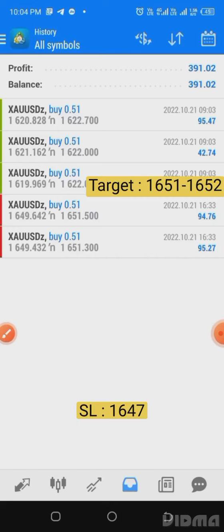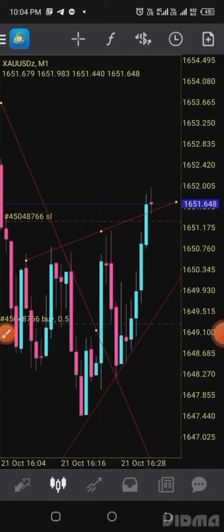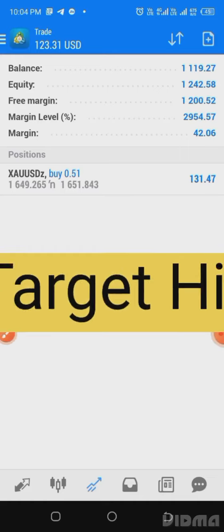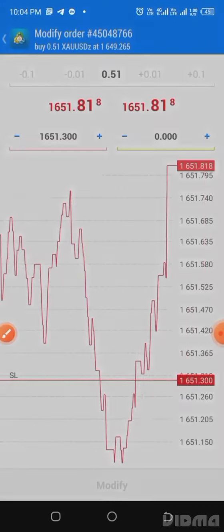And you can apply these strategies in any market. It's not restricted to gold or something. It should be a volatile product, not a sideways or very slow momentum product. Now it has come to a resistance level, and we change our stop loss again.